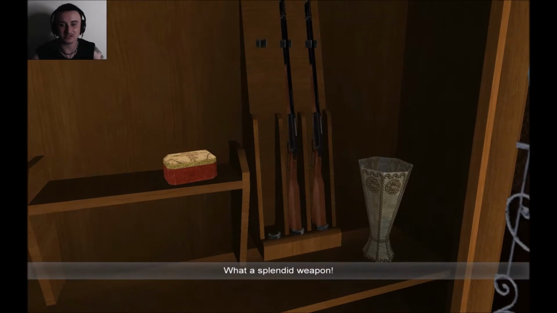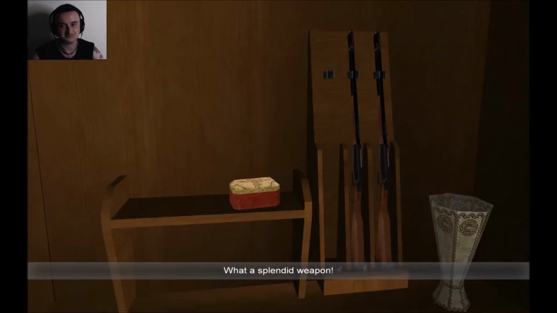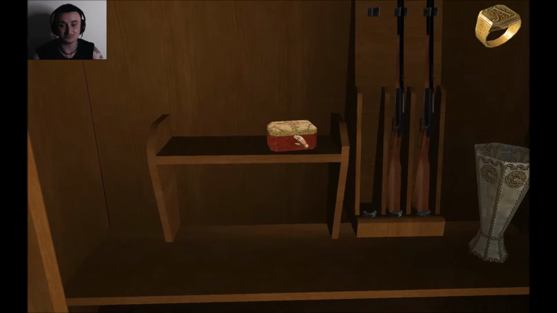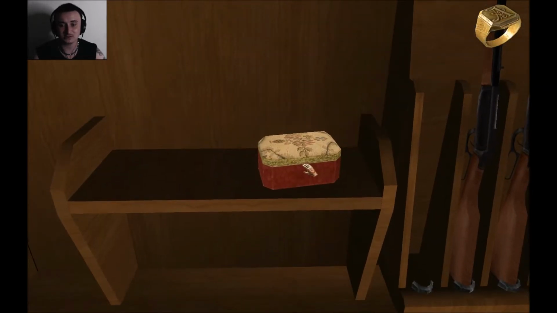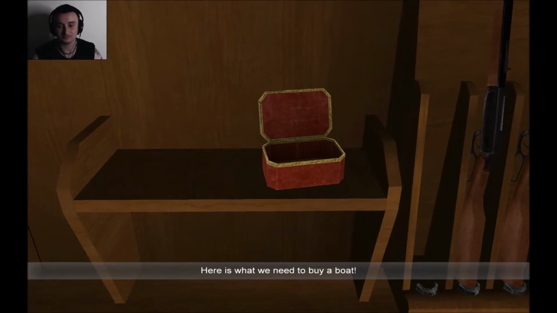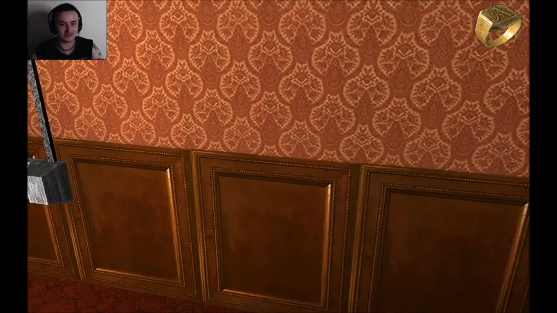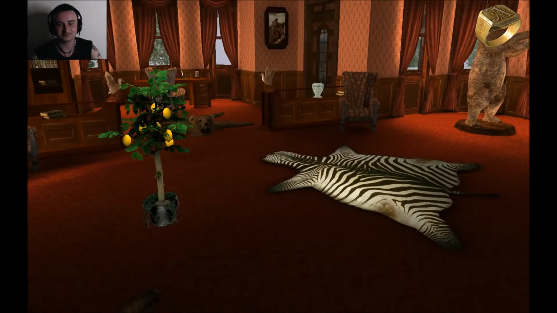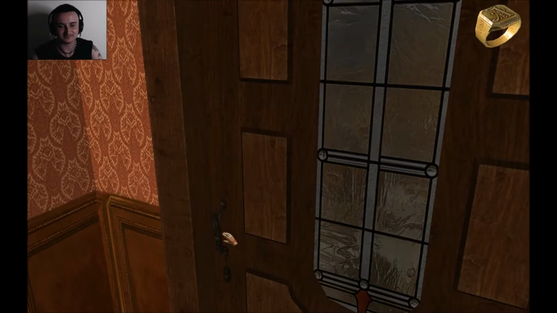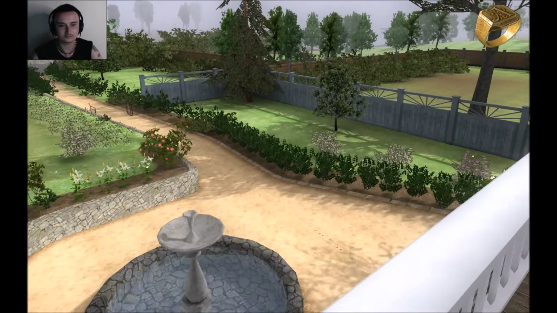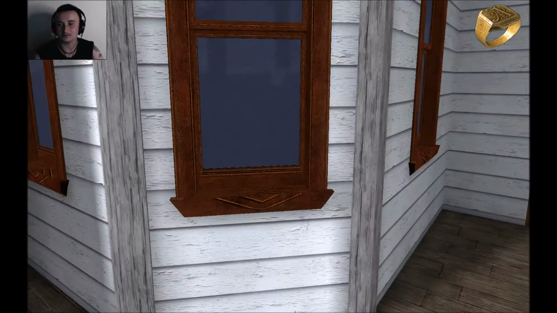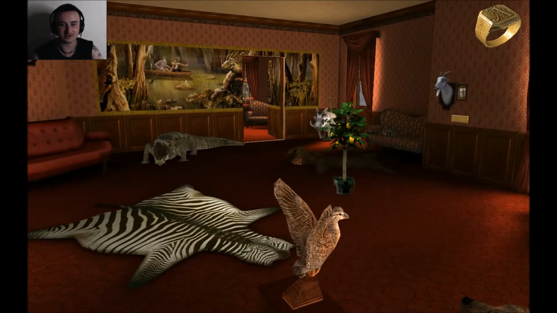Excellent. Well, we can get a gun. What a splendid weapon. Indeed, it'll be of great advantage in the swamp. I'm sure. And as she talked about, here's the box of money. Here's what we need to buy a boat. That's fair. I mean... yeah, that's fair. I got lost for a second. We need to go downstairs.